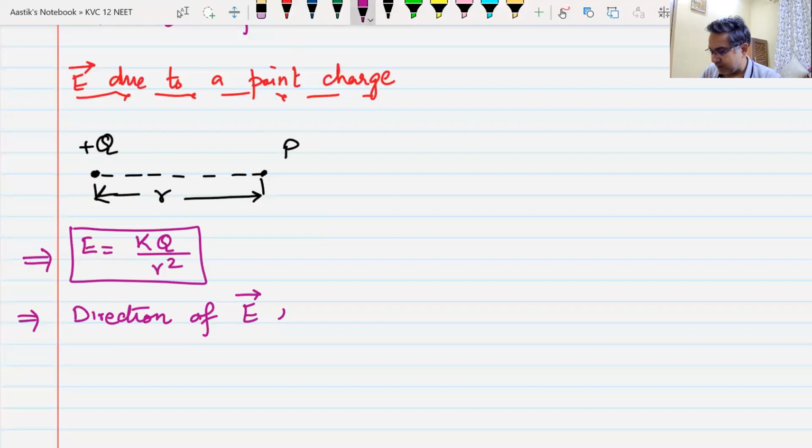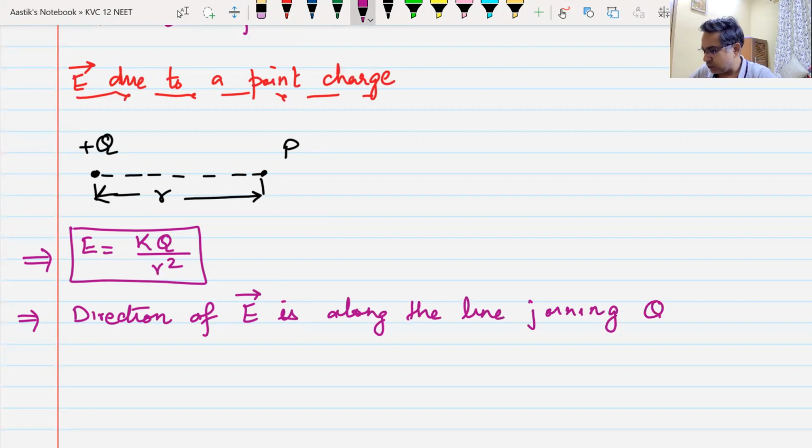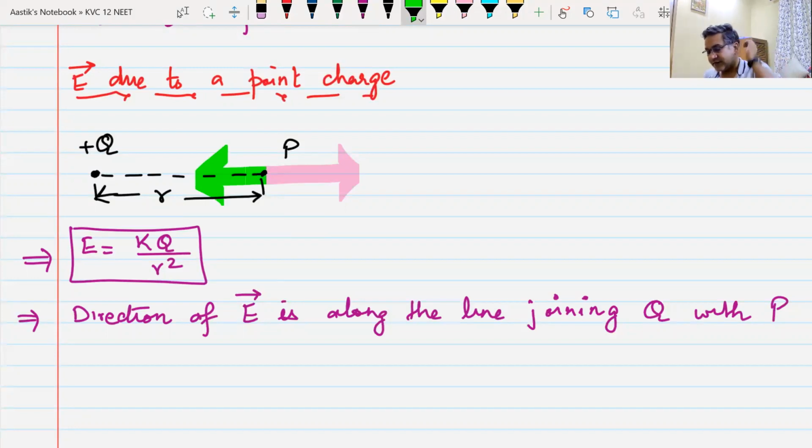Direction of electric field is along the line joining charge Q with the point P. Do we understand this? Now, there could be two directions here. One direction will be this, or it could be in this direction. Which direction is the electric field? Is it in the pink direction?